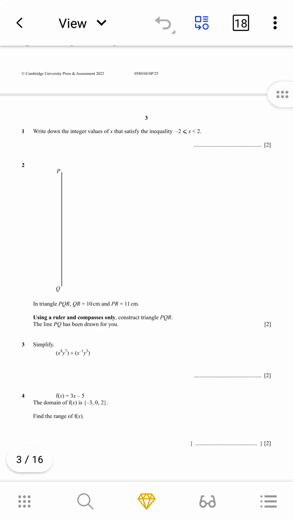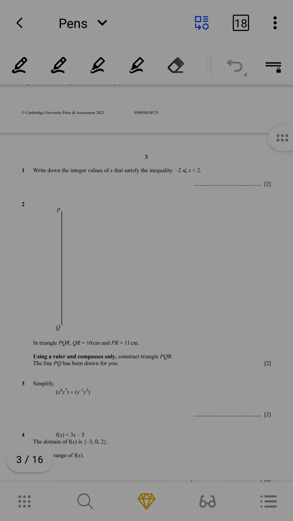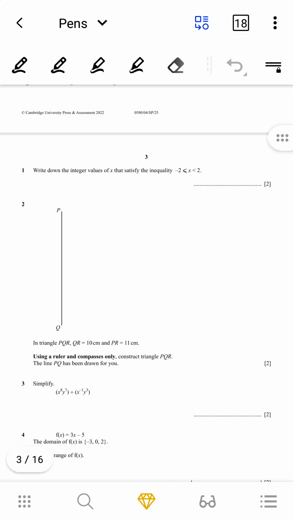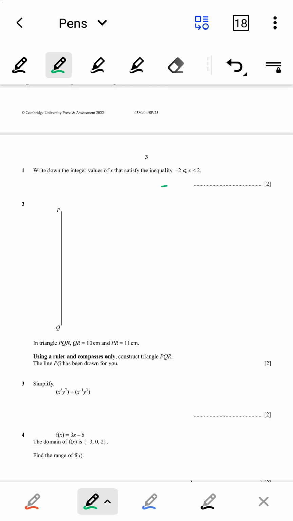Write down the integer values of x that satisfy the inequality. The inequality ranges from minus 2 less than or equal to x, less than 2. Very clearly, they have given minus 2 less than or equal to, so minus 2 is also included, then minus 1, 0, plus 1. 2 is not included, so there are 4 integers: minus 2, minus 1, 0 and 1. Very simple to get 2 marks.